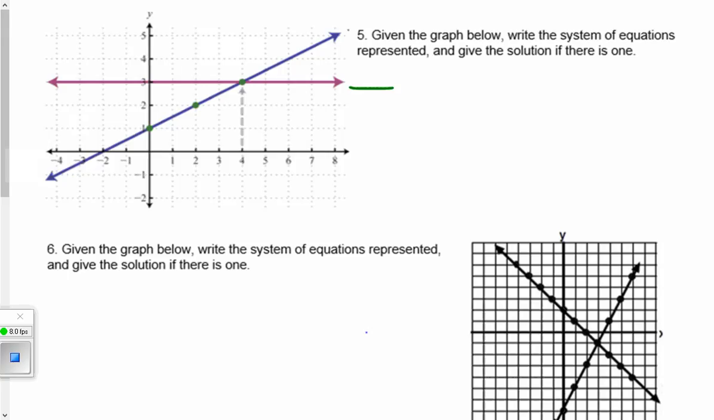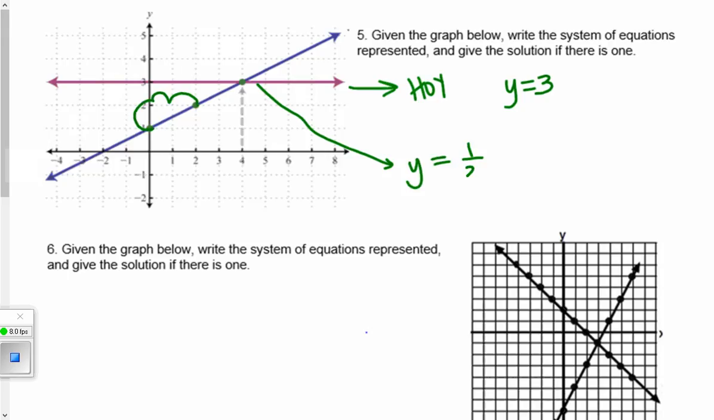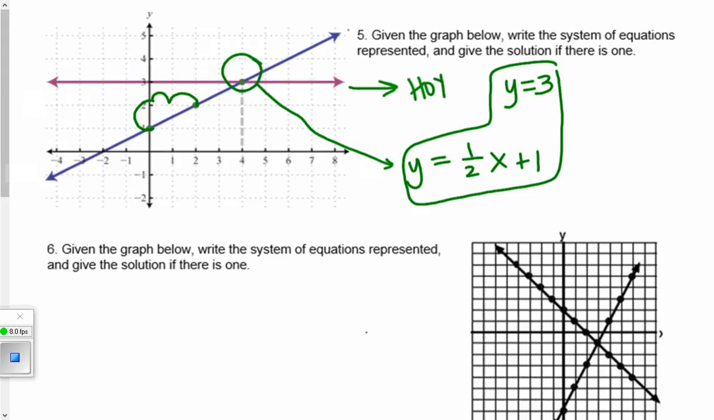Starting with this pink line, it's a horizontal line, so my equation would be y equals 3. Moving on to this blue line, it's not horizontal, so it's y equals, I can tell my slope is up 1 over 2, so 1/2 x, y-intercept is 1. So there's my system. And then they asked for the solution. Well, there's the intersection point right there, (4, 3). There's my solution point.